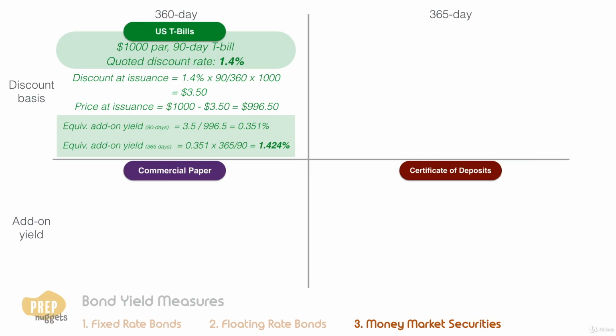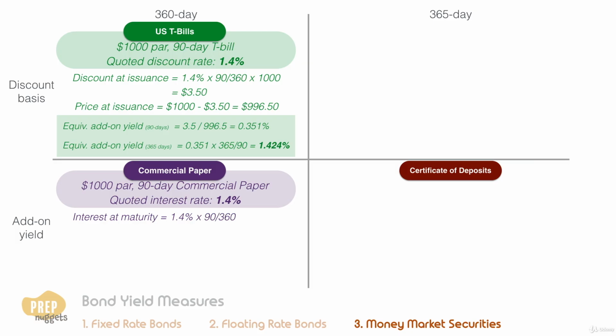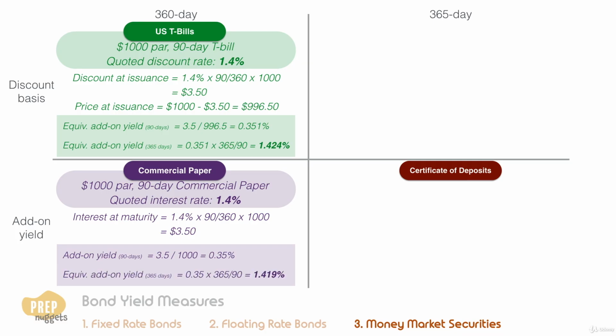Next, we have a hypothetical 90-day commercial paper, also with a quoted interest rate of 1.4%. The difference here is that the interest is on an add-on basis. This means that the interest is given on maturity. The interest is again an annual rate, so we multiply it by 90 divided by 360. $3.50 of interest will be given on maturity. This add-on yield of 0.35% is for the 90-day period.